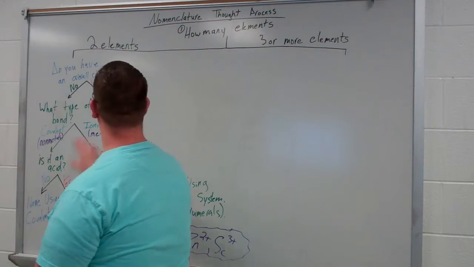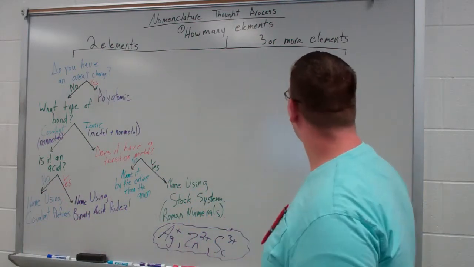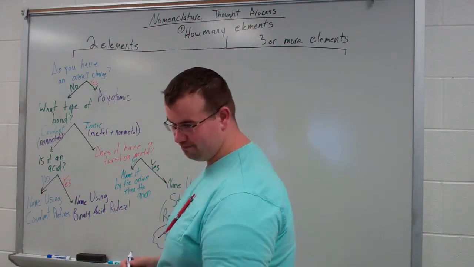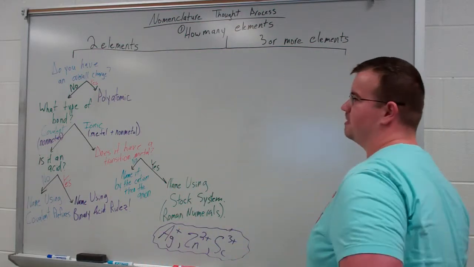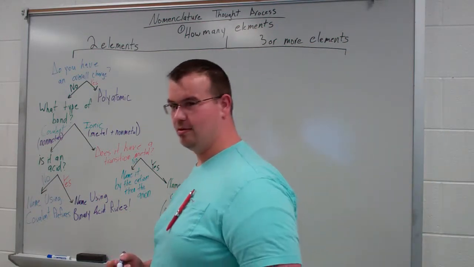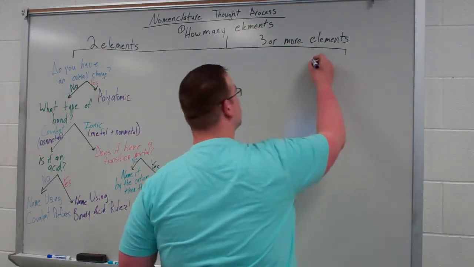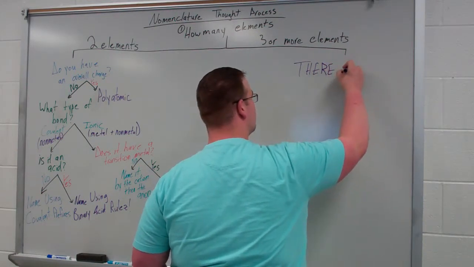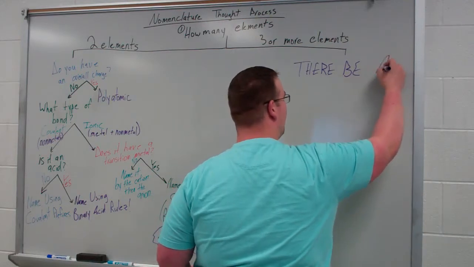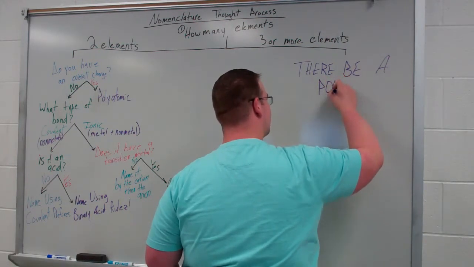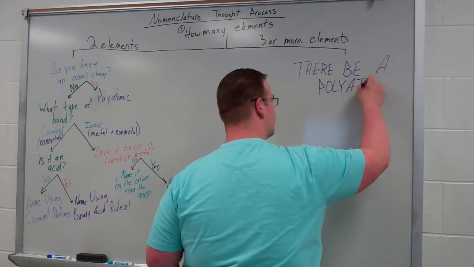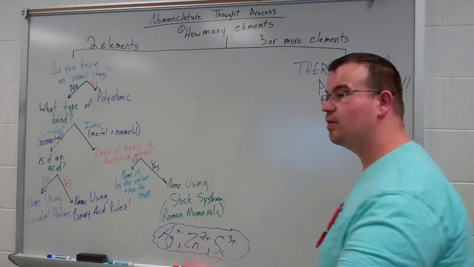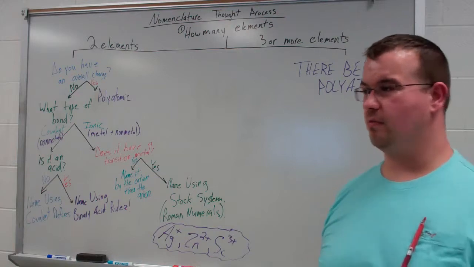All right. So let's go over here now. We're done with the two elements. Let's go to the three or more elements. Let's use this on our quiz. When you have three or more elements, there is a dead giveaway: there's a polyatomic. If you have three or more elements, it's guaranteed there's a polyatomic in there somewhere and you have to find it.